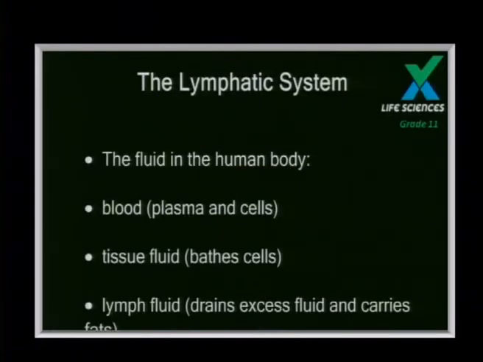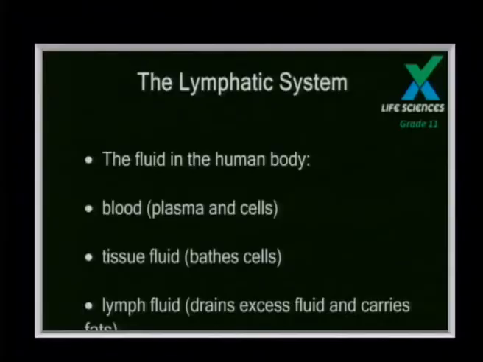Now we go to the lymph system. The lymphatic system is a system of nodes and vessels that basically help you to clean your body. So it's like an extra cleaning process. So if we look at the fluid in the body, we've got blood, which is made up of the plasma and the cells, which was the hematocrit. Okay, we have the tissue fluid, and we have lymph fluid.